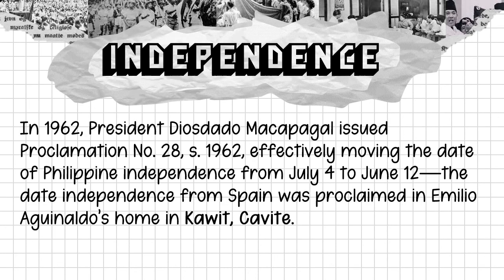In 1962, President Diosdado Macapagal issued Proclamation No. 28, Series 1962, effectively moving the date of Philippine independence from July 4 to June 12. This is the date independence from Spain was proclaimed in Emilio Aguinaldo's home in Kawit, Cavite.